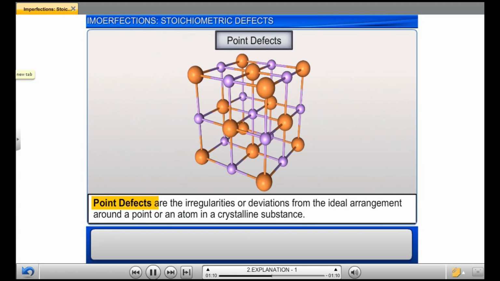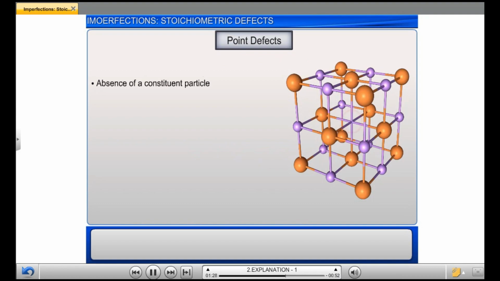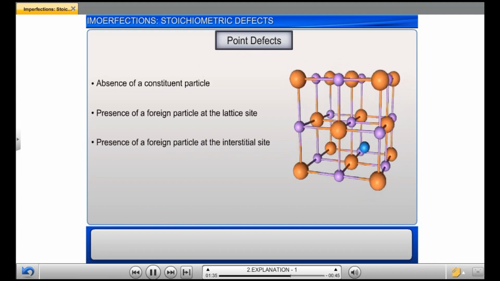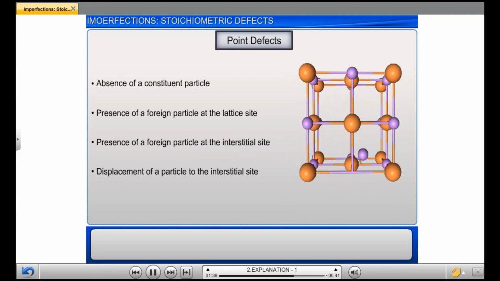Point defects are the irregularities or deviations from the ideal arrangement around a point or an atom in a crystalline substance. These may arise in a crystal due to one of several reasons: the absence of a constituent particle, the presence of a foreign particle at the lattice site, the presence of a foreign particle at the interstitial site, or the displacement of a particle to the interstitial site.